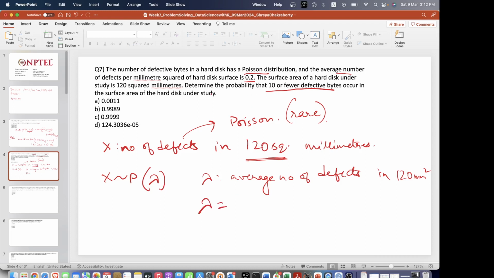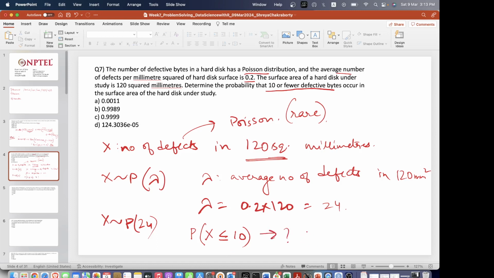The average number of defects per millimeter squared is 0.2. So in 120 millimeter square, how much would be the average number of defects? It would be 0.2 into 120, so it would be 24. Then X follows Poisson 24. The probability that 10 or fewer defective bytes occur would be probability X less than or equal to 10. So how will you calculate it?